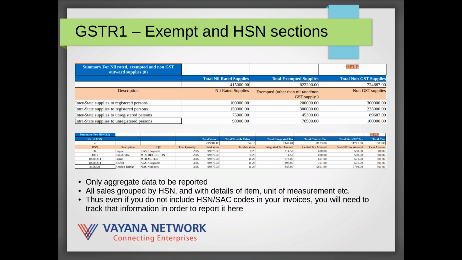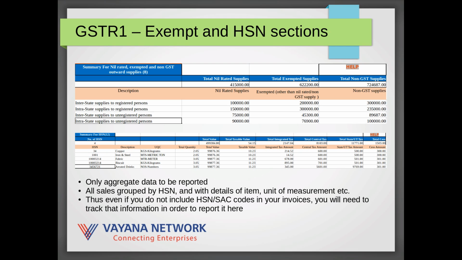So for a business which deals in any of these kinds of supplies, even though it doesn't need to indicate invoice level data for these supplies, it still does need to file a return where it submits the total or aggregate amount of such sales, even though these are not relevant directly for GST computation.